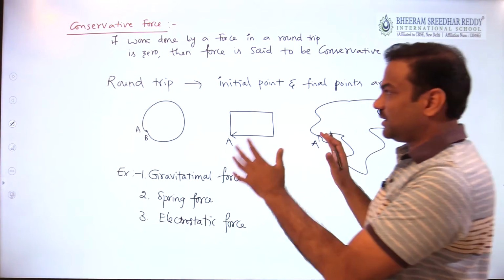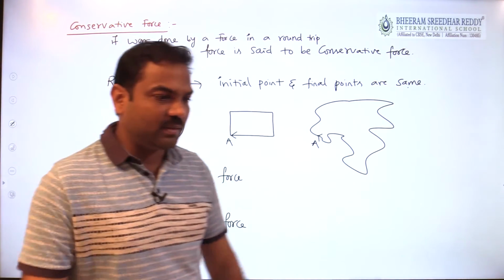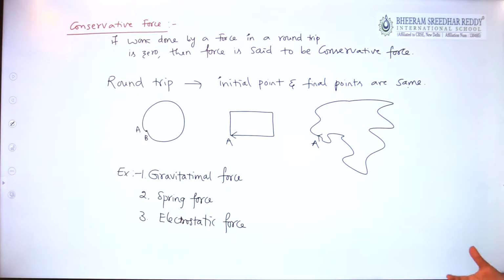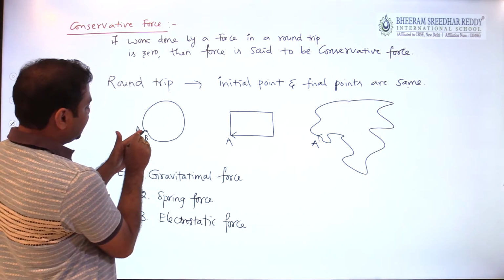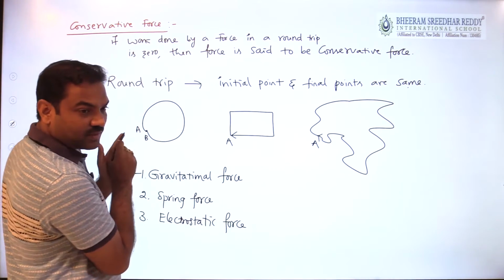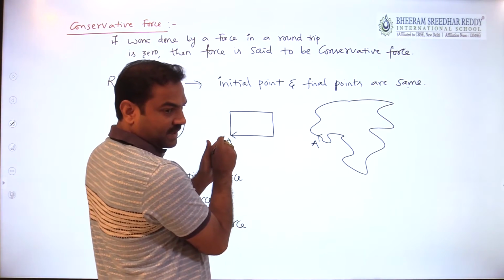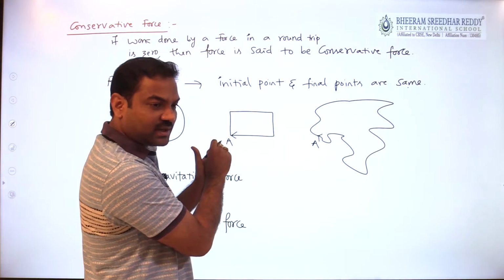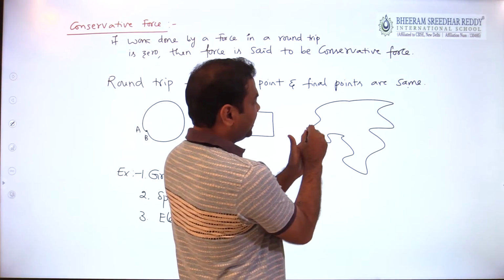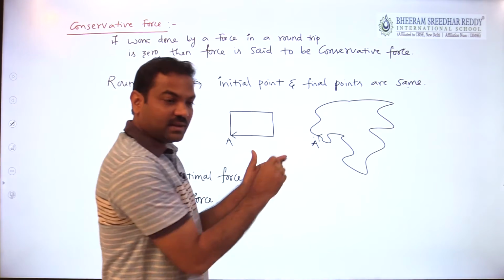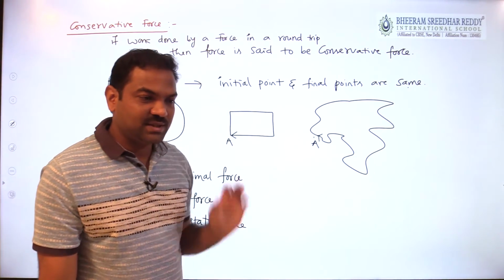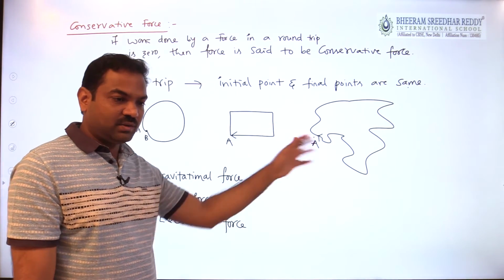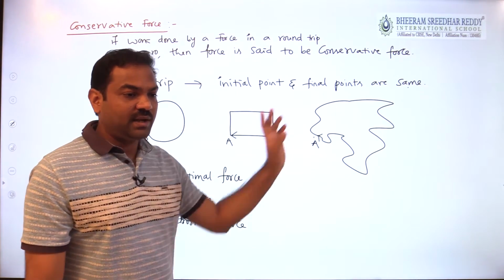There is a hidden message in this entire board. It will decide the character of a conservative force. See, if a conservative force is there, I am starting at point A and coming back to point A, what is the work done? It is 0. Here also starting at point A, coming back to point A in another path, still the work done is 0. So work done in all the 3 cases is 0. Path is different, you can follow any path, but work done is 0 in all cases.